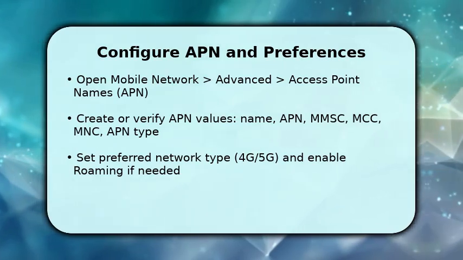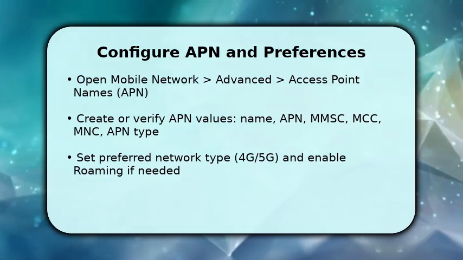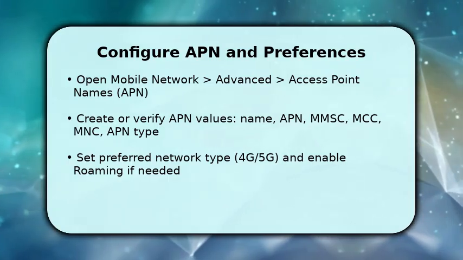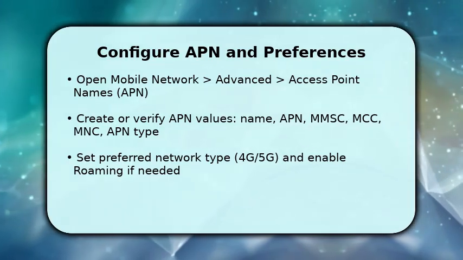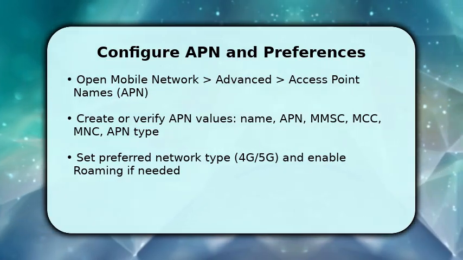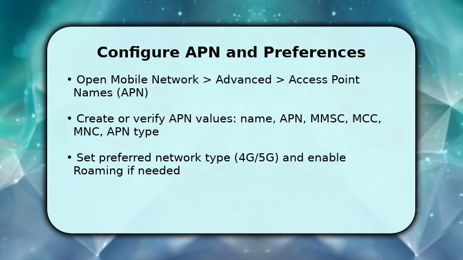Create a new APN or edit the one supplied by the carrier and enter values like APN, MMSC, MCC, MNC, and APN type. Once saved, select that APN and restart the radio by toggling airplane mode briefly. Also set the preferred network type to 4G or 5G to match your plan.